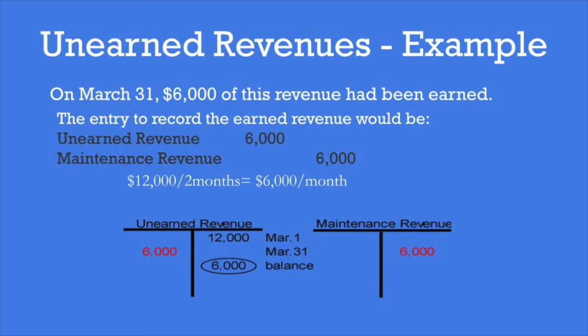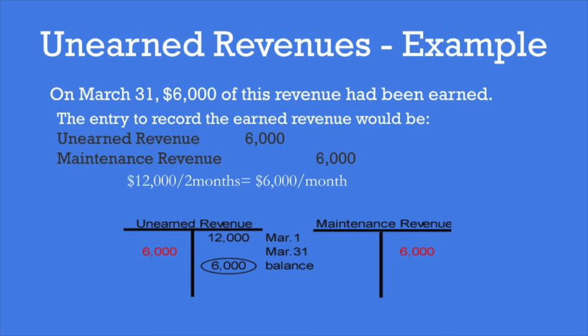So on March 31st, $6,000 of this revenue had been earned. So we've done some work. We've got $6,000 worth of earnings there. So what we need to do is decrease our unearned revenue by $6,000 and increase our maintenance revenue by $6,000. Effectively, we have generated $6,000 worth of revenue, so we need to reduce our unearned revenue by $6,000.